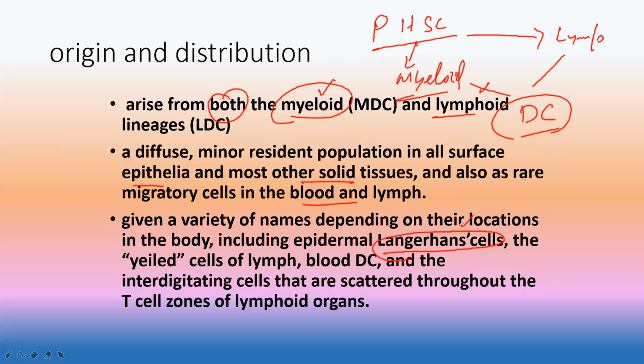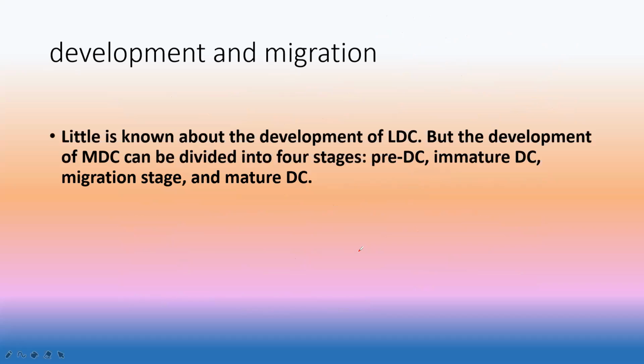Okay, they have different names. Langerhans cells are also dendritic cells, known as the dendritic cells under the skin. Dendritic cells are present in soft tissue and in solid organs, everywhere. Because these are very important antigen presenting cells, they must be present all over the body, for presentation of antigen.